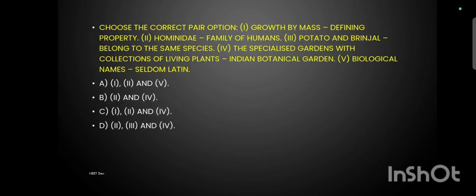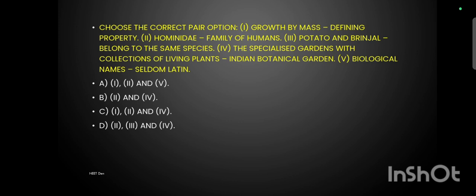Question, choose the correct pair option. First pair is growth bypass and defining property. Second pair is Hominidae and family of humans. Third pair is potato and brinjal and belong to the same species. Fourth pair is the specialized gardens with collections of living plants and Indian botanical garden. Fifth pair is biological names and seldom Latin.